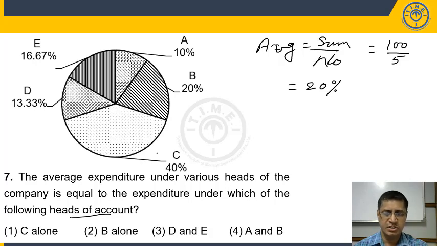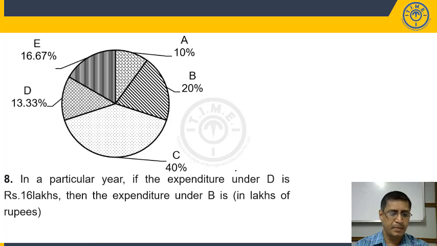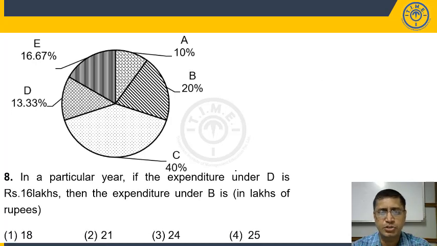20%. So which of the following heads of account is showing 20%? That is B alone. So what is the right choice? Option number 2. Second choice is the answer. Now look at the next question on your screen.